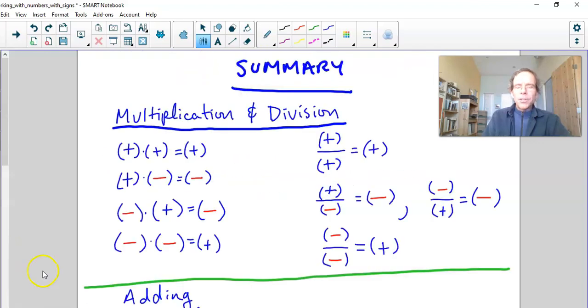Well, one last thing I think is just to summarize what's going on here. If we multiply or divide numbers with signs, here are the results. Both numbers positive, the result's positive. Both numbers negative, the result is positive, whether you're multiplying or dividing. But the mixed case, where you're multiplying or dividing a positive and a negative, the result is negative.